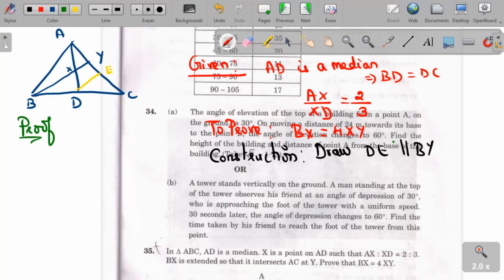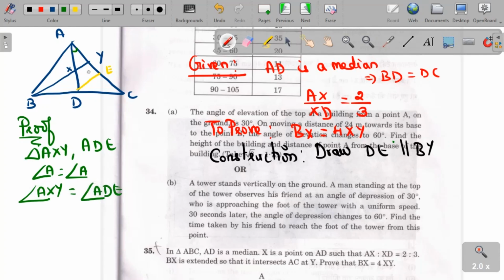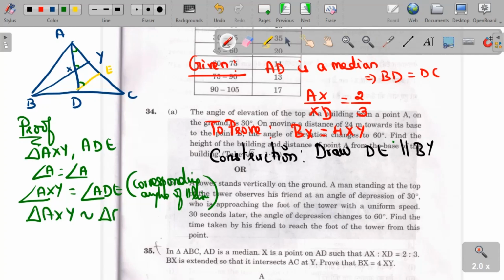So the first thing we are going to take is triangle AXY and triangle ADE, the smaller triangle and this bigger triangle, to prove similarity. So angle A will be common in both, because this is what is there in both the triangles. Then angle AXY will be equal to angle ADE. This angle will be equal to this angle. Why? Because they will be corresponding angles of parallel lines. So this means triangle AXY is similar to triangle ADE.